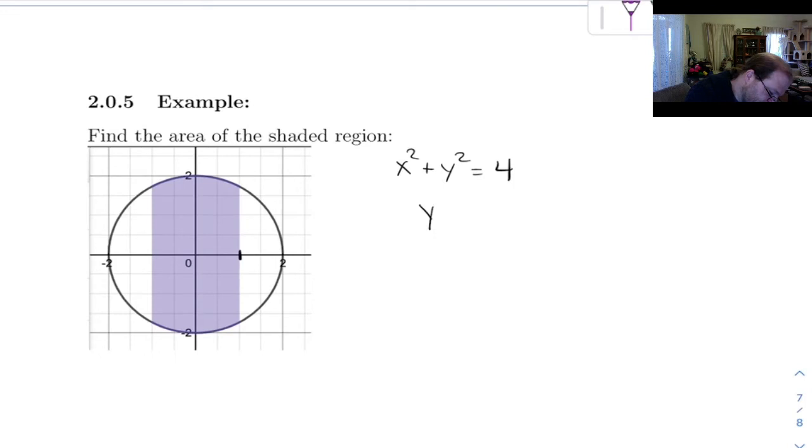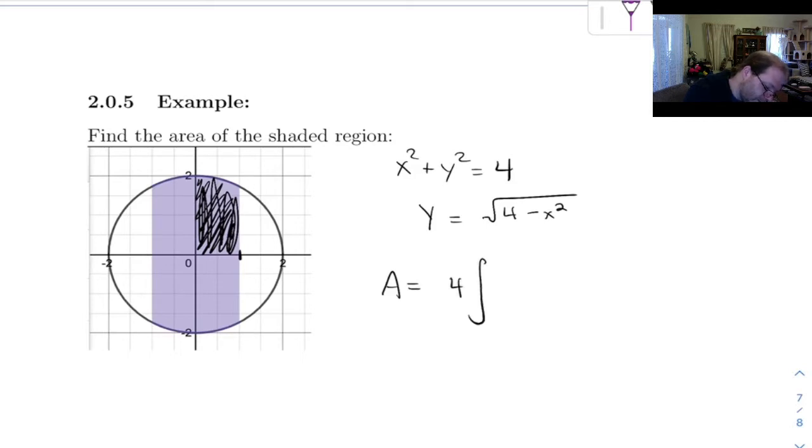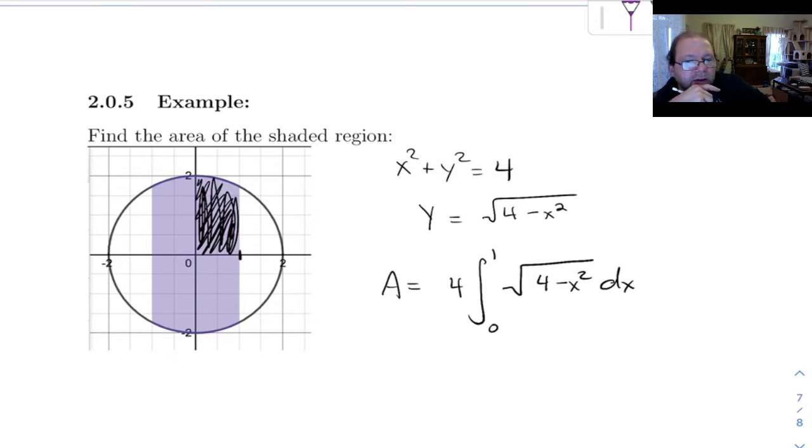So that means if we solve out for y, we get y equals the square root of 4 minus x squared. Now that only gives us the top half of the circle, but I'm just going to find the area of this bit here and multiply that by 4. So it's going to be 4 times the integral from 0 to 1 of this. And we've got to evaluate that.